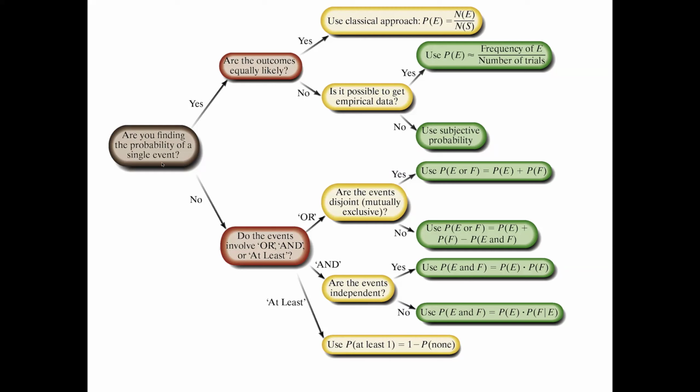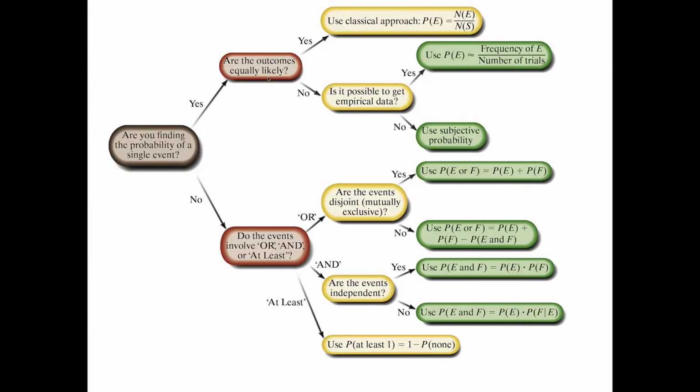So are you finding the probability of a single event? Yes. So I'm finding the probability of flipping a coin, or rolling a fair die, or pulling a card from a deck. Those are single events. So in those cases, we'd say, yes, these are single event probabilities.